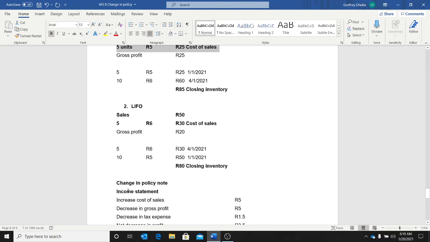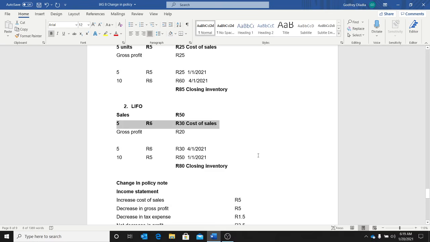Now you'll see here at the bottom of the page, I'm saying increase the cost of sales by 5 because I want to move from 1 to 2. So I'm increasing my cost of sales by 5. So I'm going to move from here. Then I will say plus 5. That will give me the 30, this one. Right. I'm going to increase my cost of sales by 5.